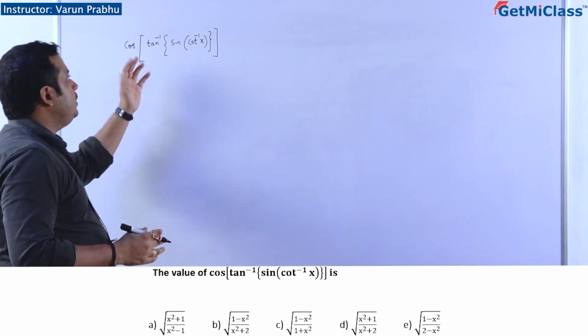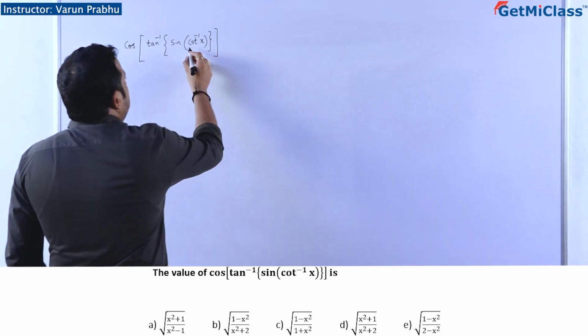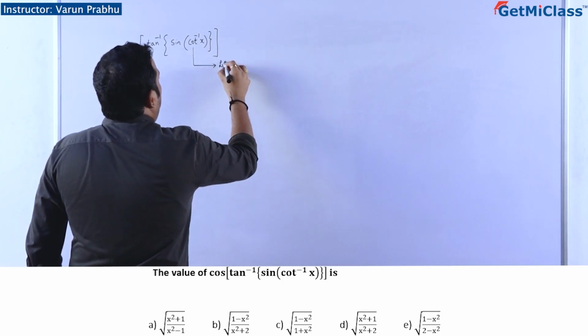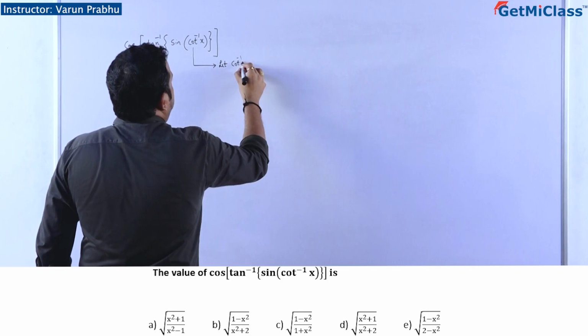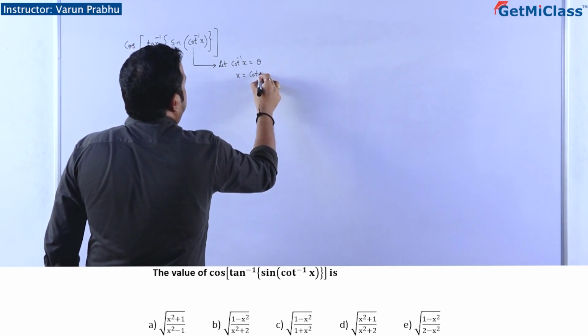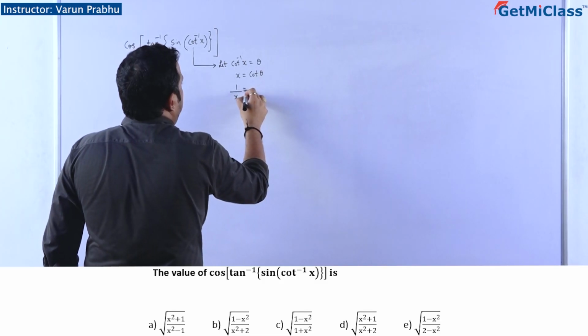Again, these kinds of questions are very favorites in the exam. What we'll do is we will start from here. Let cot inverse x is equal to theta. So x is equal to cot theta. So 1 by x is equal to tan theta.